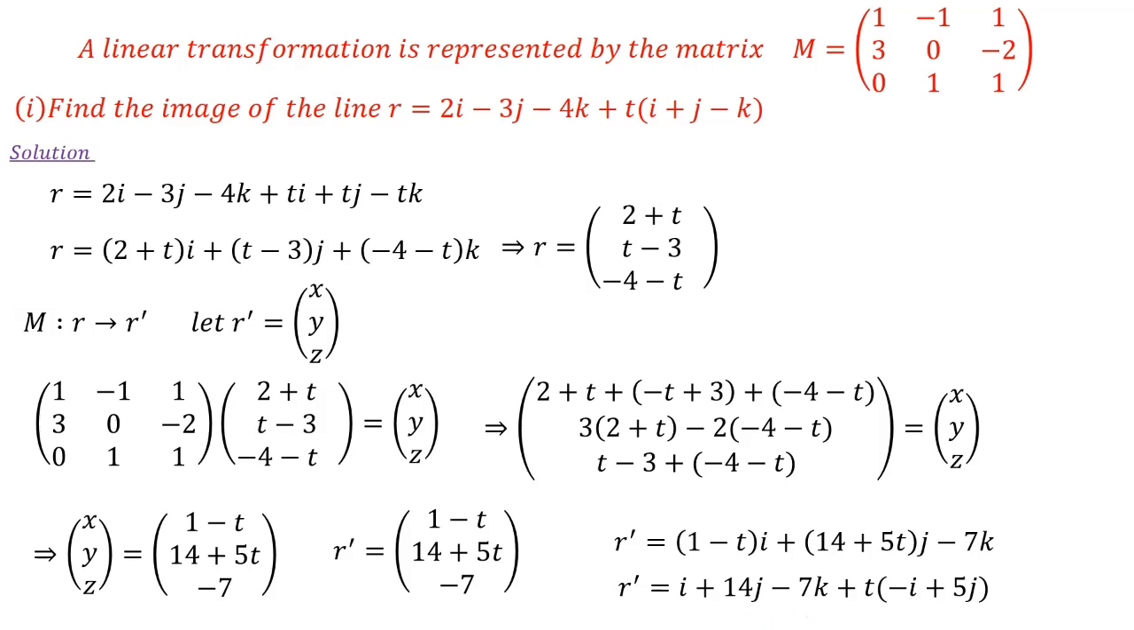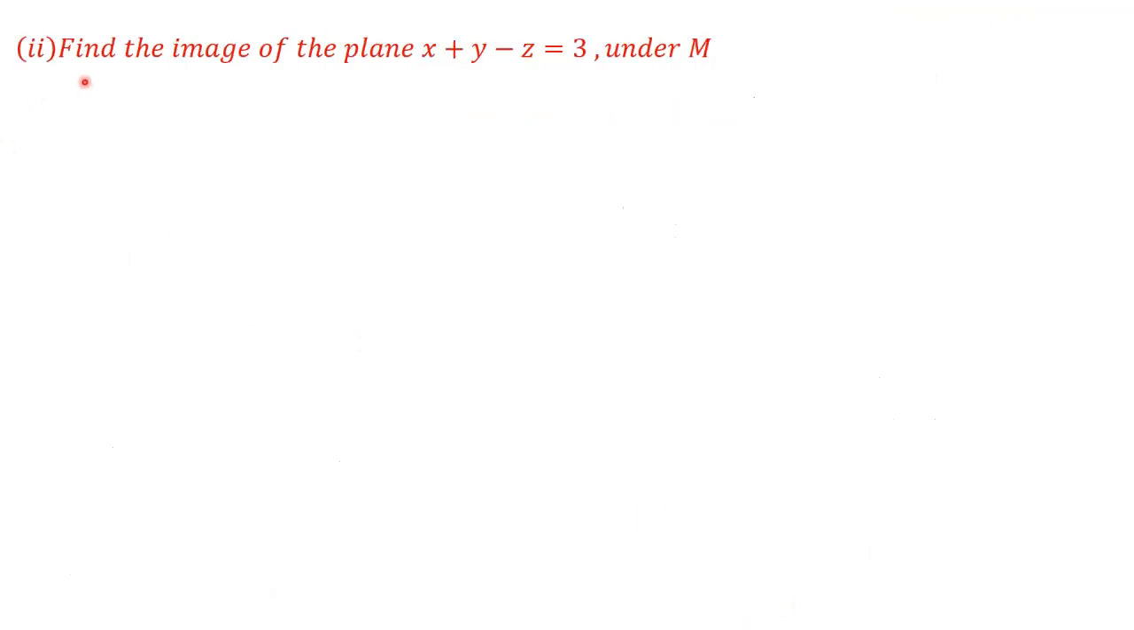In the next question we are asked to find the image of the plane x + y - z = 3 under the transformation matrix M. Here, M again being the transformation matrix, we are finding the image of the plane. So in this particular question we are finding B prime, because M is still used as a transformation matrix.